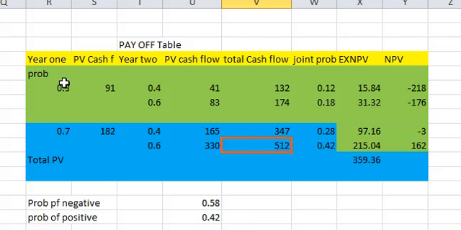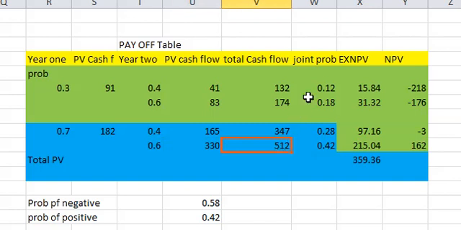You look at the first probability, which is 0.3, and look at the cash flows that are related to 0.3. Then you go to the probability of 0.7, and you get the cash flows that are related to 0.7. So we get 91 plus this, we get this, 91 plus this, or we get this one. Then for 0.7, it can be this plus this, we get this, or it can be this plus this, and then we get this.